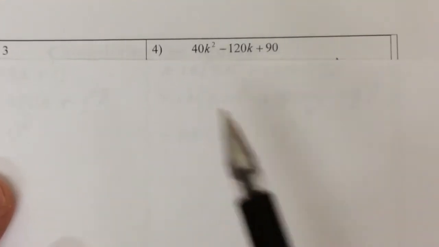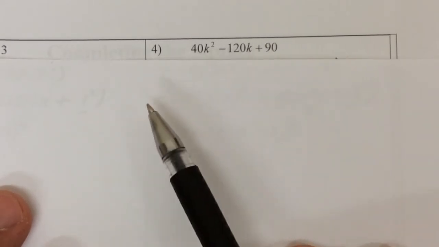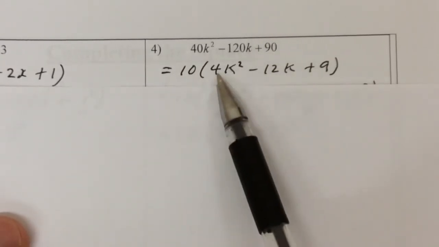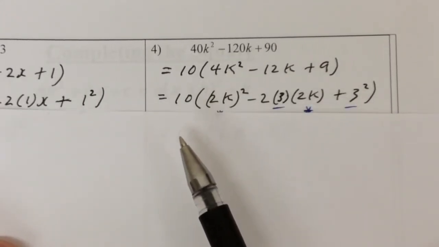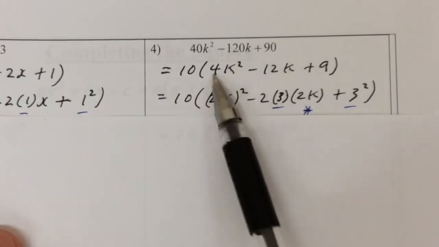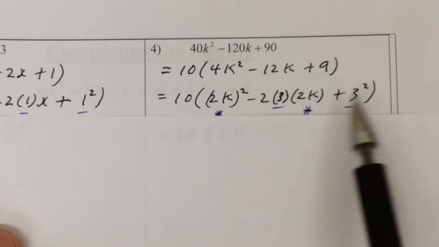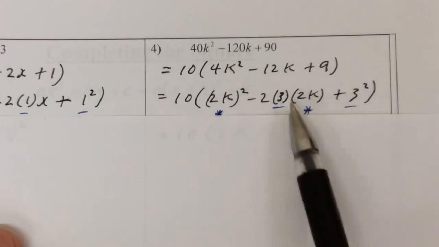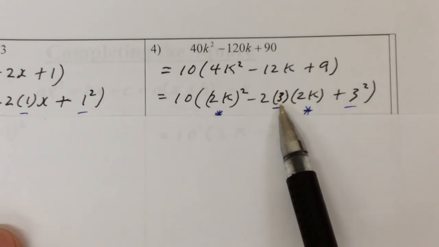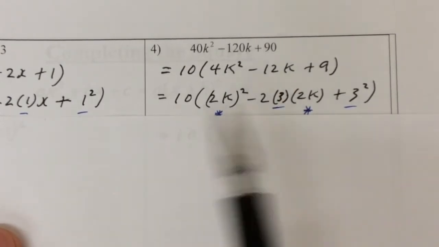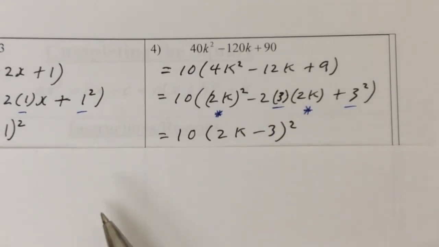Another one, 40k squared minus 120k plus 90. Well, you definitely know that 10 is a factor of that. So factor out the 10, and then you have no other common factor. So rewrite this in a perfect square form. So 2k all squared. And I have a 2k in here then. And I got 3 squared there. That's 9. So I'm going to need a 3 here, and that's 2. Does this work out? 2 times 3 times 2 is 12. So that's true. So we have a perfect square that we can write like this: 10 times 2k minus 3 all squared.